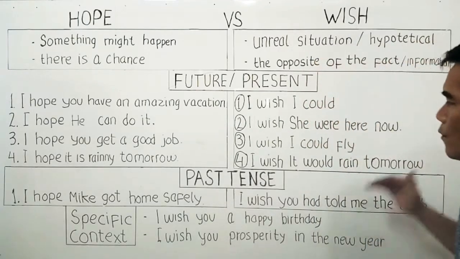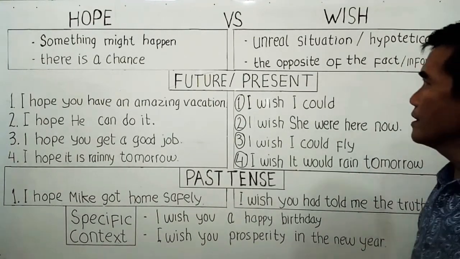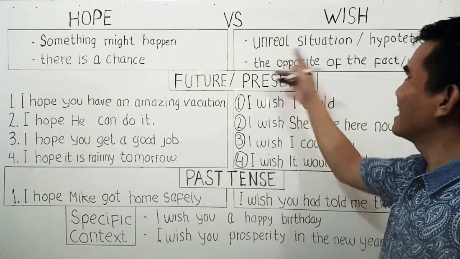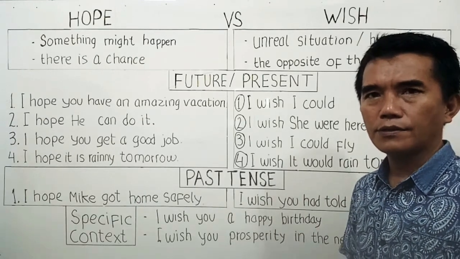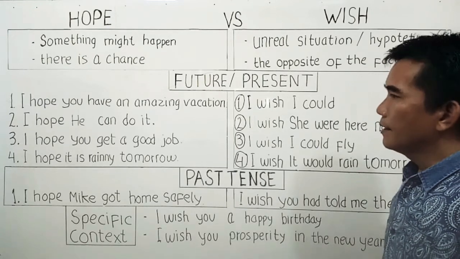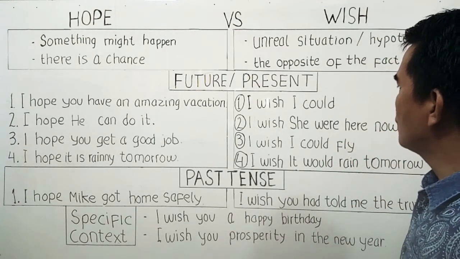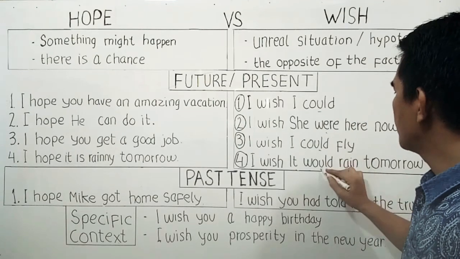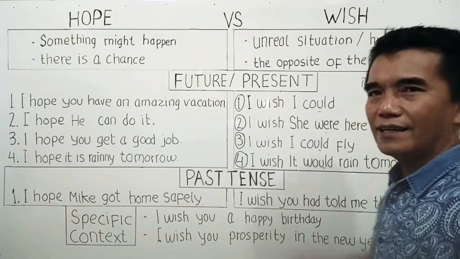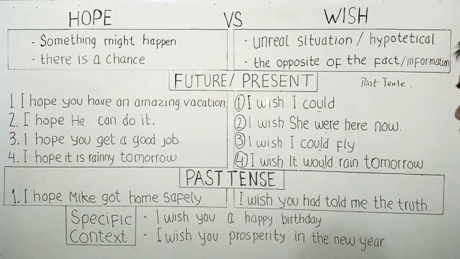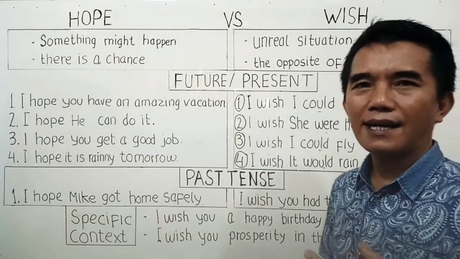When we say this sentence, I wish it would rain tomorrow, we are talking about the opposite of the fact, or an unreal situation. Here maybe the weather forecaster has informed us about the weather tomorrow. That's why in these sentences we don't use verb 1, but we use verb 2, past tense. But the meaning here is in present tense. When we say I wish it would rain tomorrow, it means that it will not rain tomorrow.